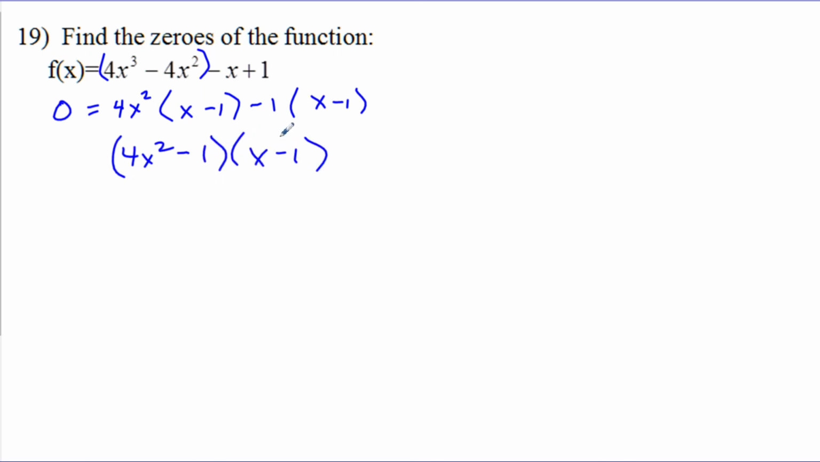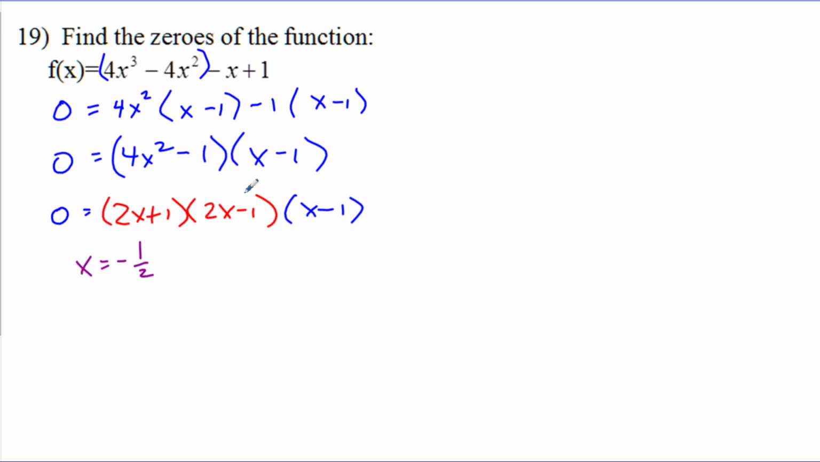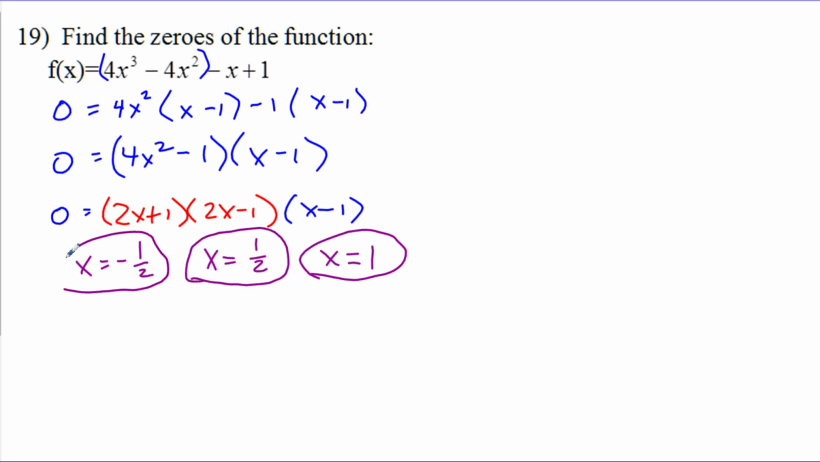Now I can factor this first one again, still equal to 0. The first one is also a difference of squares. So this is 2 times 2 and x times x and 1 times 1. So I'm going to say 2x plus 1 and 2x minus 1. Then we're going to leave the other factor, x minus 1, alone. And this is still equal to 0. I'm sorry, set each of these equal to 0 and solve. When I solve this one, I get negative 1/2. When I solve the second one, I get positive 1/2. And when I solve the third one, I get 1. So this has 3 zeros at 1, at 1/2, and at negative 1/2. Those are my 3 zeros.